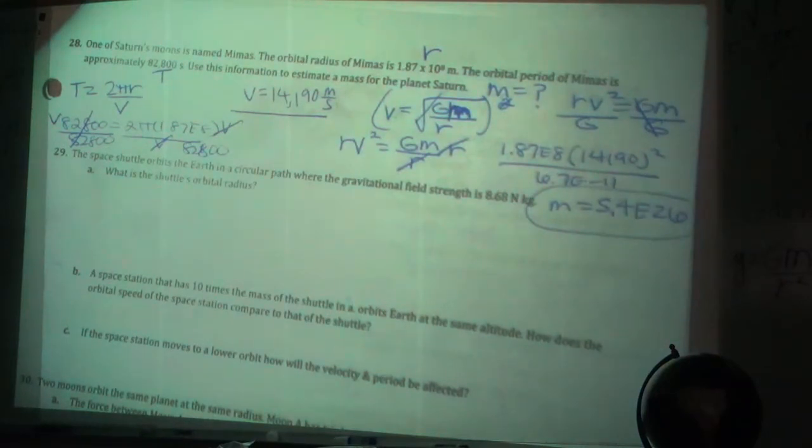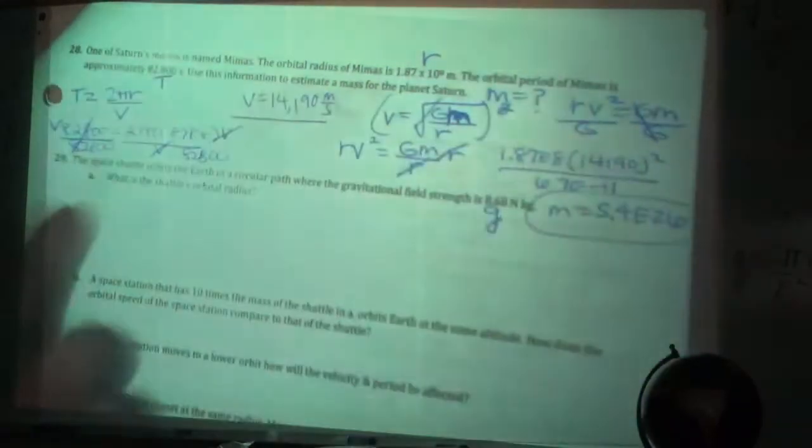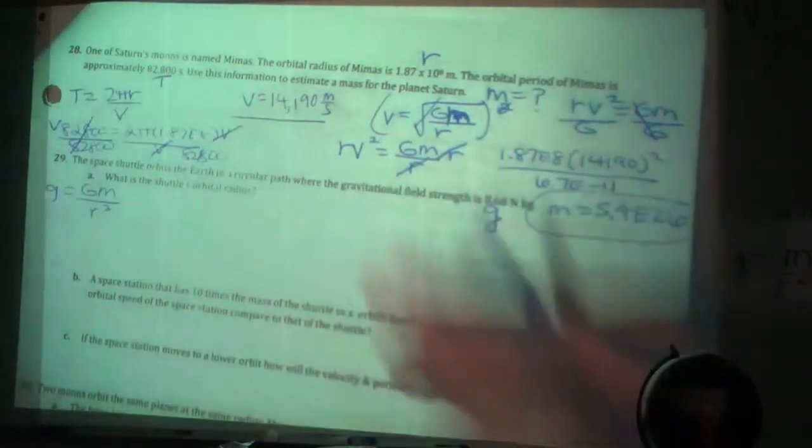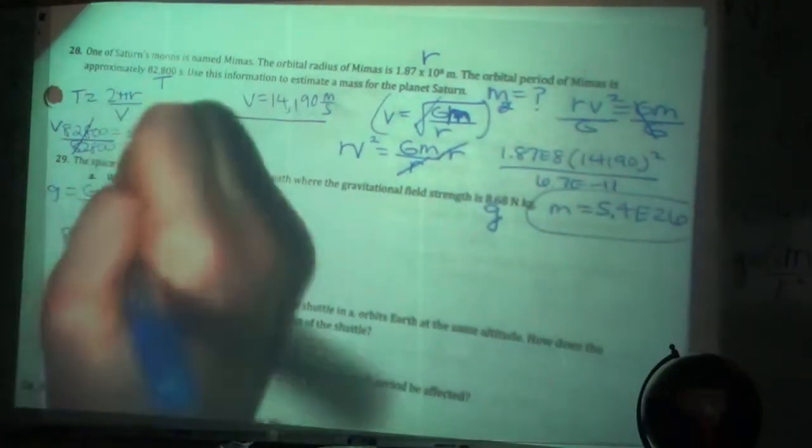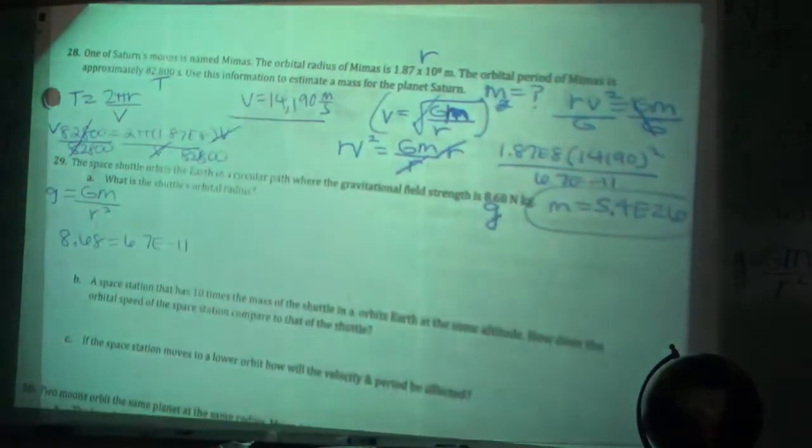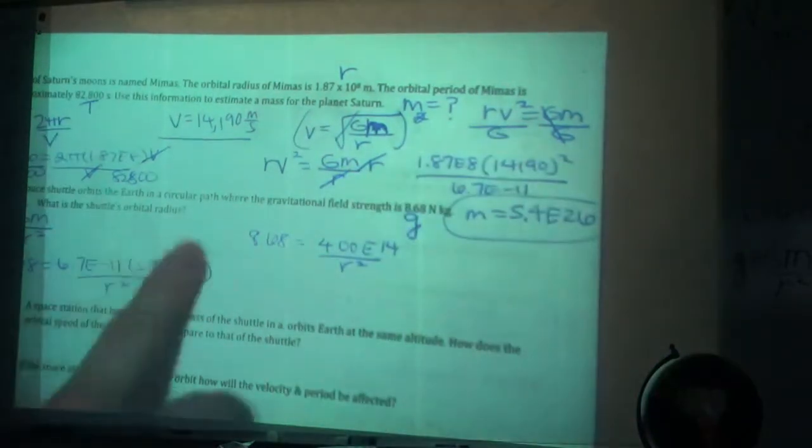29, a space shuttle orbits the Earth in a circular path where the gravitational strength is this. That's my little g. What is the shuttle's orbital radius? So g is big G M over r squared. We can plug in our values. We're talking about around the Earth, so the mass of the Earth, which I have been given, over r squared. So that gives me 8.68 equals 4.0, I think, yeah, just leave it like this, over r squared. I just put these two numbers in my calculator.